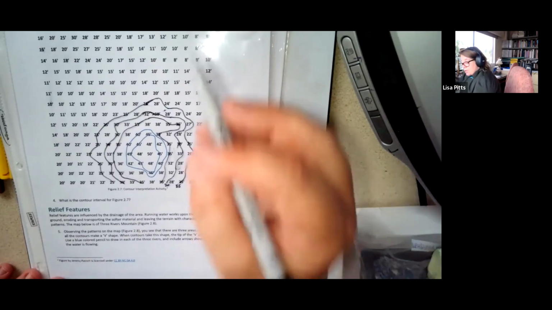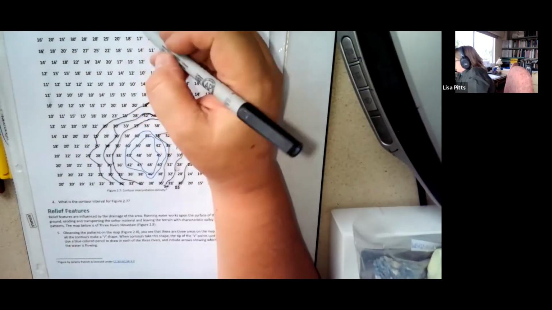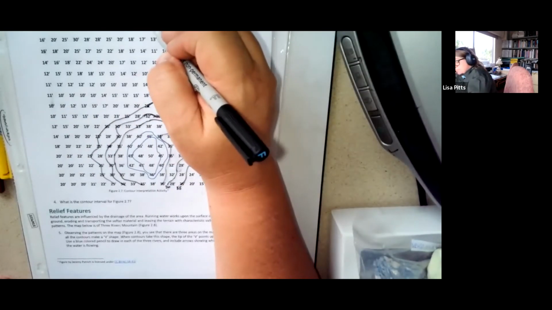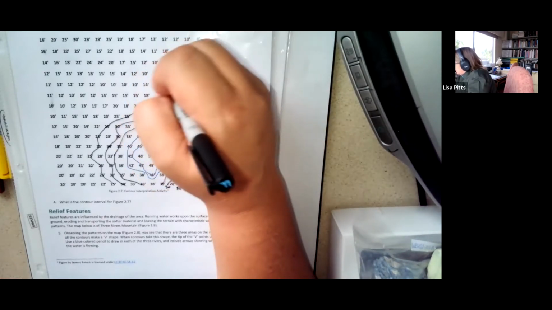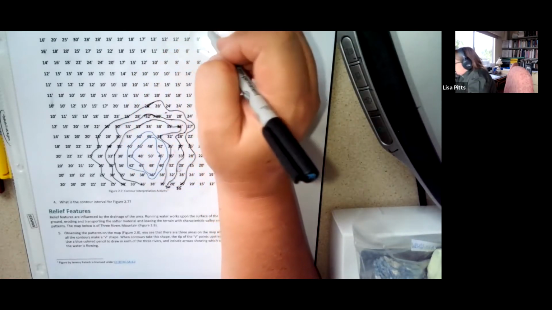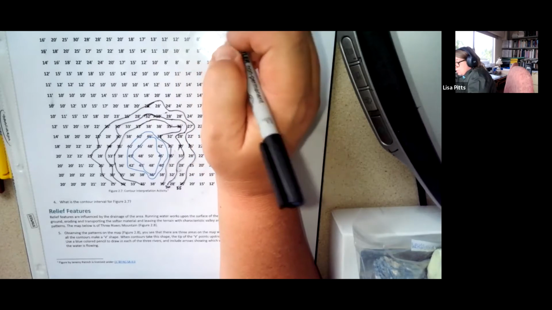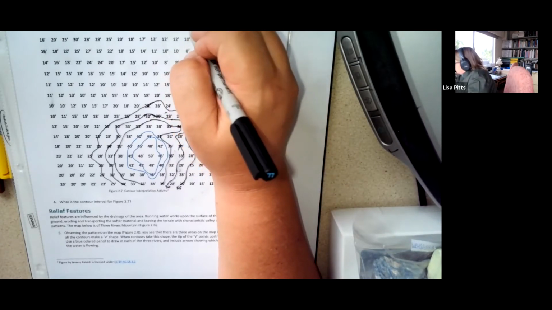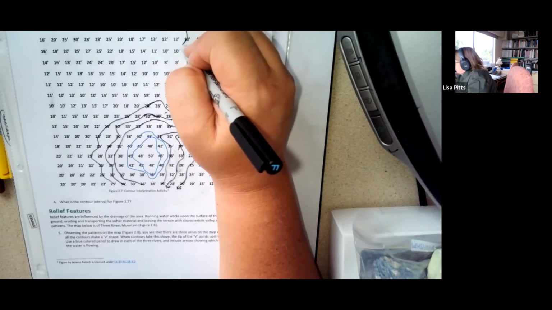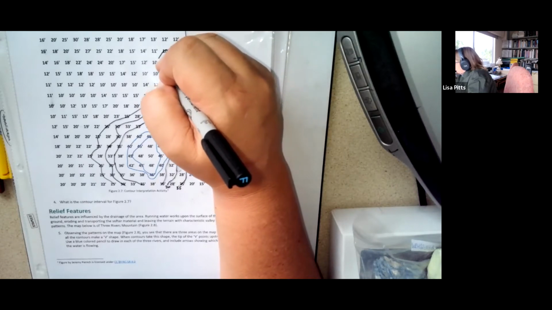Now, I will show you that up here there are two sets of contours. There's actually a river that comes through here, where there's like 8 and 8 and 10 and all those. So let's do the 10-foot contour line. This is going to be one side of my river.